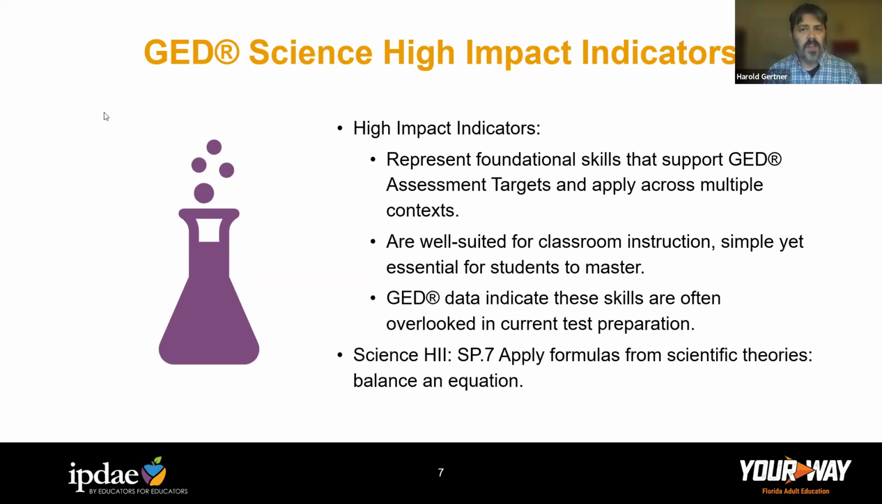Anything on that high impact indicators list is a great place to put in some extra effort and energy because, as it says here, it's well suited for classroom instruction and simple yet essential for students to master. So chemical equations is on there as simple yet essential, and we're going to see why it's maybe a little simpler than you thought, or how students can gain some understanding and some points, even if they can't balance the entire equation.